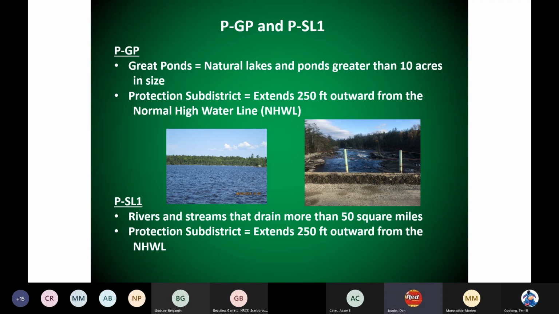So here you can see this is the west branch of the Penobscot River. That's obviously a PSL1 on the picture on the right-hand side. On the picture on the left-hand side, a large lake in the unorganized territory. That's obviously greater than 10 acres and a great pond.